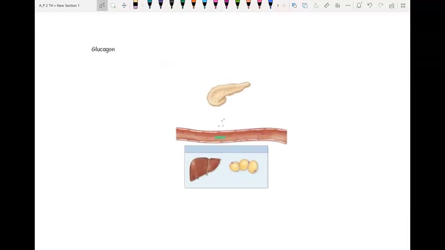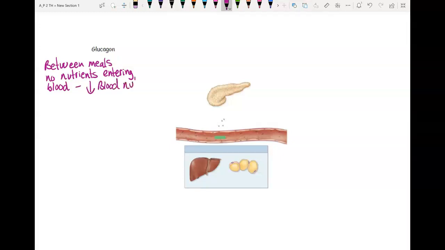Then next, we go to glucagon. This one comes up between meals. So between meals, there's no nutrients entering your blood. So this causes your blood nutrients to fall because your cells are constantly using nutrients. So as your cells constantly use them, the amount in the blood starts to drop.